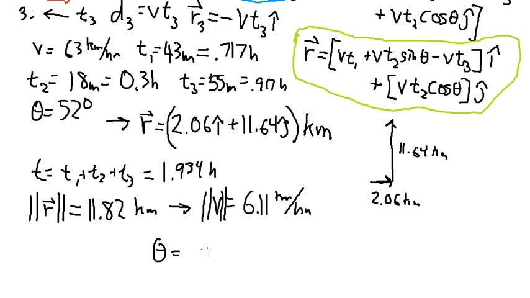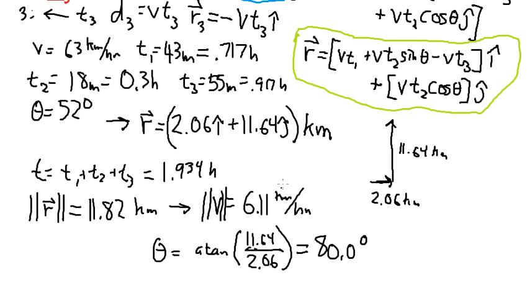the answer is counterclockwise from east, so they go back to standard angle conventions here, and so the angle here is going to be arctan of 11.64, which is our y displacement, over 2.06, which is our x. 11.64 divided by 2.06 equals that, and then we want to do inverse tangent of that, and it looks like we get 80.0 degrees.